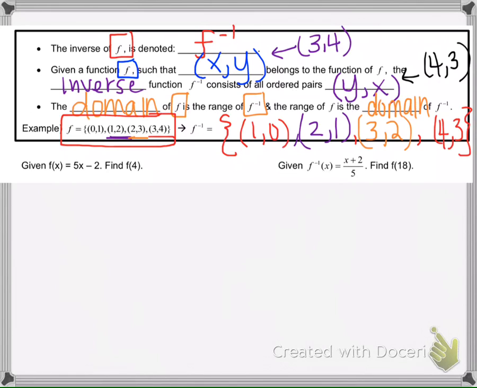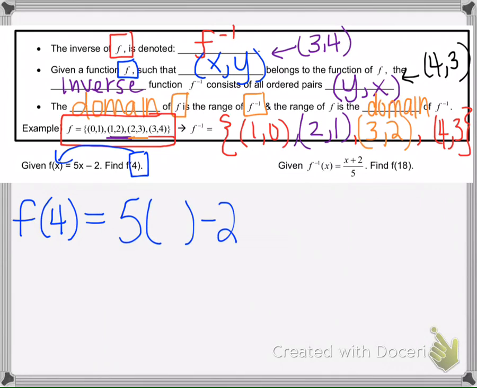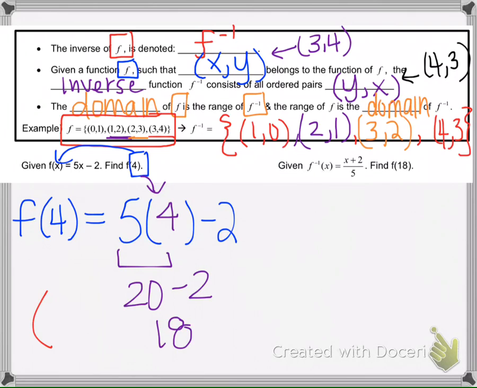So if you're confused right now, maybe this will help make sense. So I'm going to pick a random number. So I picked 4. So I'm going to input a 4. So I'm going to find f of 4. So I'm going to take out the x and plug in the number I picked, which is 4. And we get 18. So the ordered pair would be, I plugged in for x 4 and got an 18.